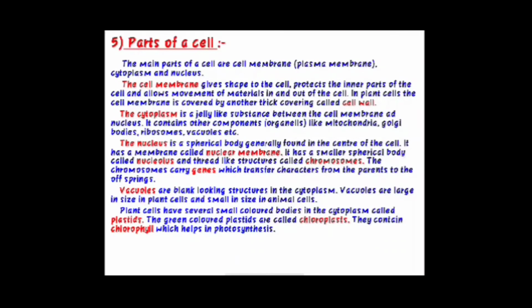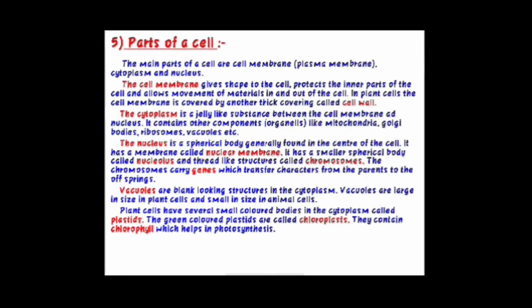Then there comes cytoplasm. It is a jelly-like substance between the cell membrane and nucleus. It contains other components, organelles like mitochondria, Golgi bodies, ribosomes, vacuoles. Now, here are some of the organelles. Mitochondria is known as the powerhouse of the cell because it generates energy. Then there are Golgi bodies which help in packaging. Then there are ribosomes which help in protein synthesis. All these organelles, you are going to learn about them in detail afterwards, right? Probably in your ninth standard.